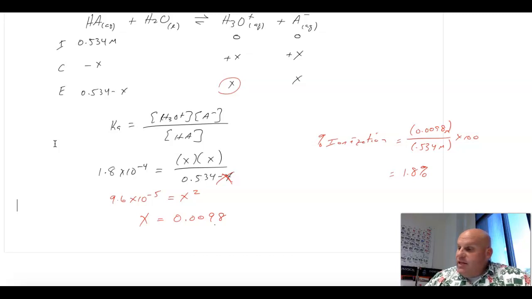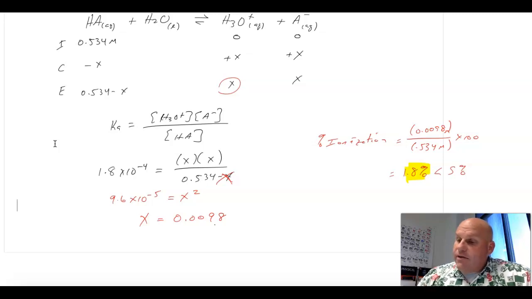Okay, since this is less than 5%, then that assumption we made in dropping the x out of there is valid. If this value were to be greater than 5%, then I have to go back in, I have to leave the minus x in there, and I have to set up and solve the quadratic equation. But in this case, since it's less than 5%, I'm done. I have solved for x.